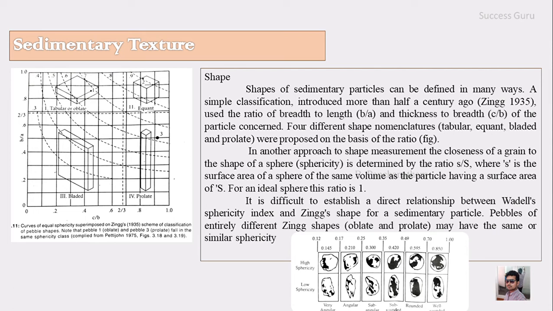So you can see here all these four, that is very angular, angular, subangular, subrounded, all these six will come under a single term, that is low sphericity, and all these six will come under high sphericity. So there is no direct relationship between the Zingg shapes as well as Wadell's sphericity index.